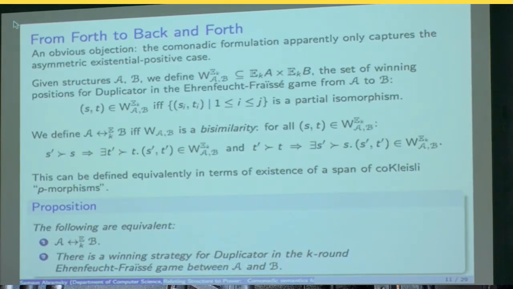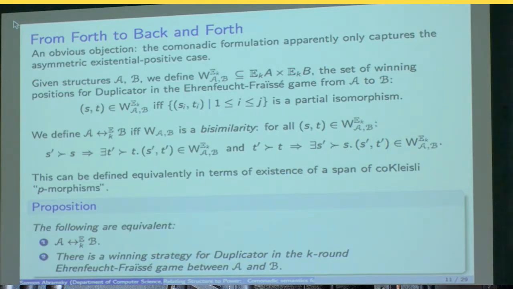I'm sorry, in that long-ish definition of bisimilarity, the first part sounded like if spoiler plays an extra move, then duplicator can play an extra move and continue to win. Yes. But the second one seems to say if duplicator plays a move and it's... No, because now we're thinking of the symmetric game.